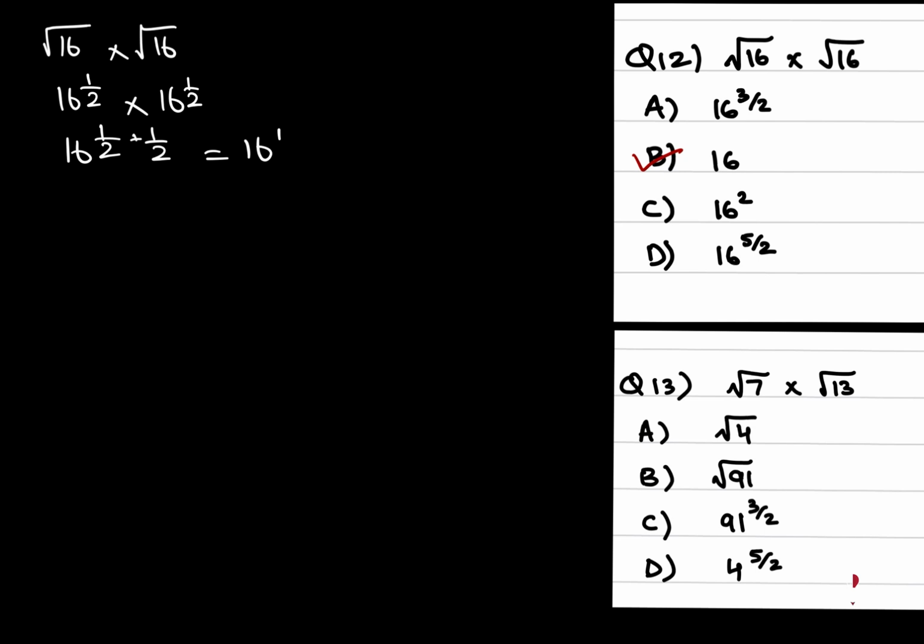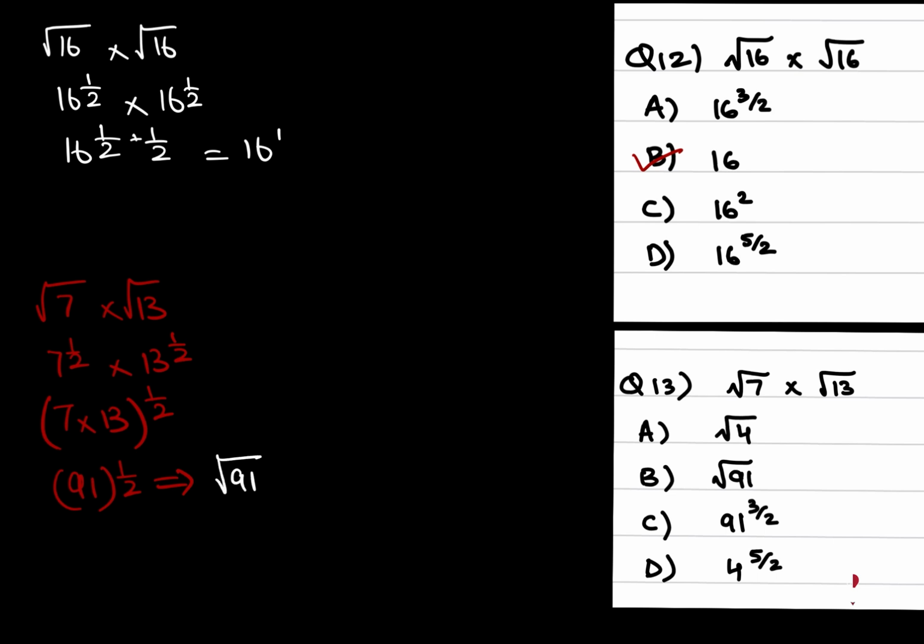So let's look at question number 13. It says under root of 7 multiplied by under root of 13. Now both of them are not perfect square roots, but if we convert them into exponent form, the powers of both the numbers are going to be the same. So that means we're going to keep the whole power and multiply the two numbers. So 13 sevens are 91 to the whole power of 1 upon 2. Again, the answer is written in radical form, so it would just become under root 91. That is this.